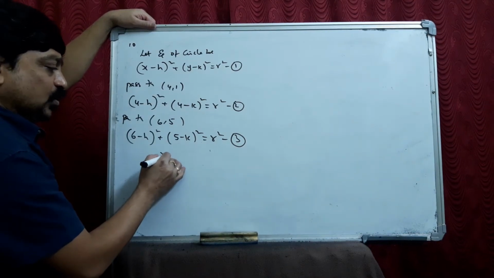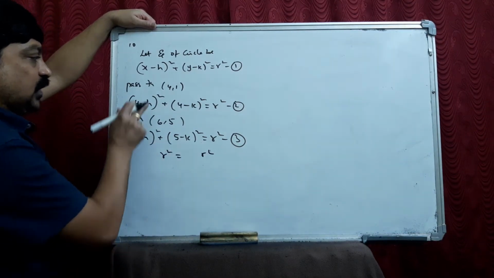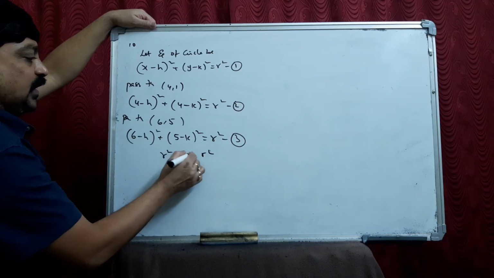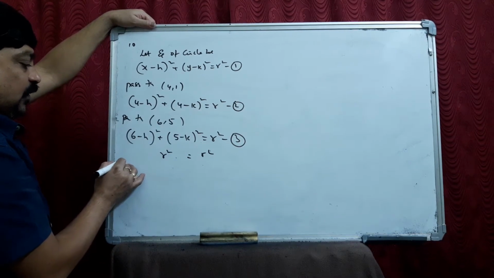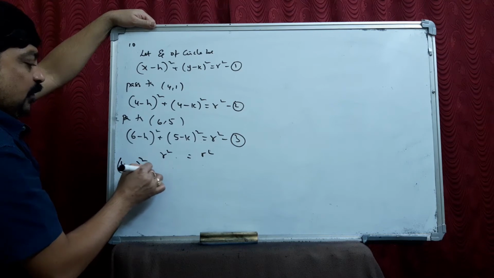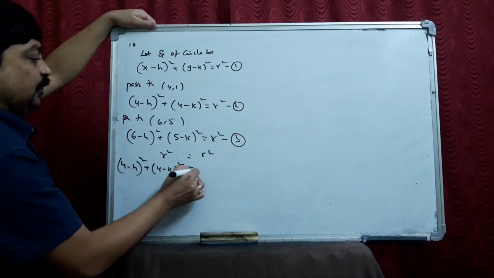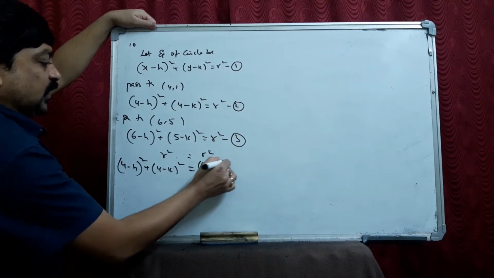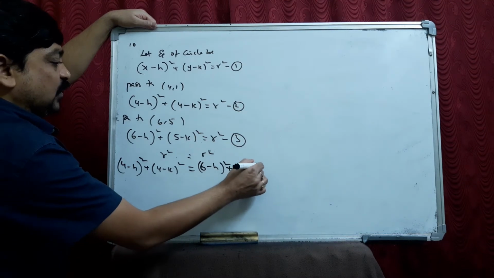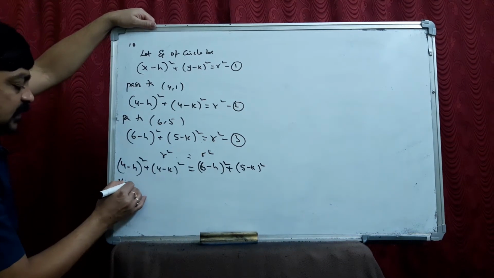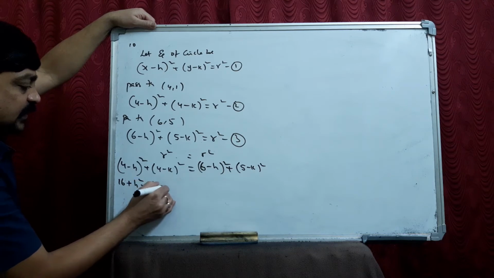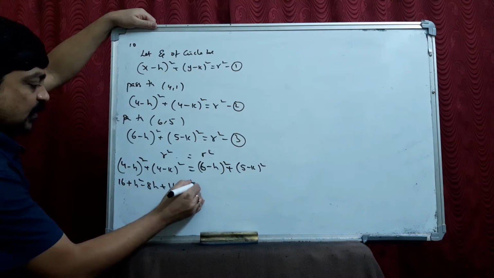Or you can do it like this also. R square equal to r square. Just write both the equations here. First equation, (4 minus h) whole square plus (4 minus k) whole square equals (6 minus h) whole square plus (5 minus k) whole square. Expand this: 16 plus h square minus 8h, 16 plus k square minus 8k.